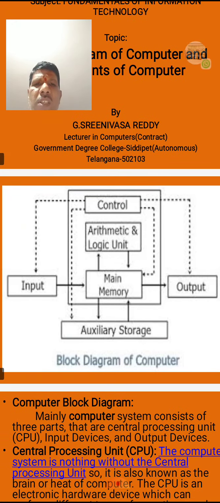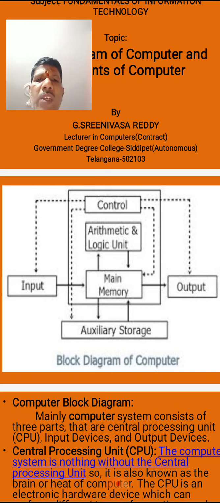The diagram which is given below especially contains three units: CPU, input and output devices. And again the CPU contains various other units, that is control unit, arithmetic logic unit, main memory and auxiliary storage. Here the CPU, central processing unit, contains three units: control unit, arithmetic logic unit and memory unit. The memory unit contains two types, that is main memory and auxiliary storage.